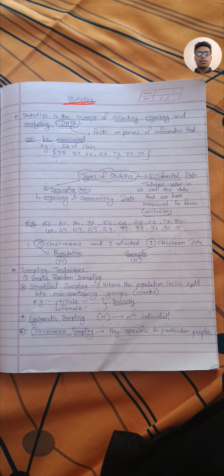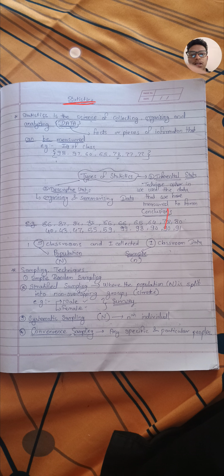What is the meaning of data? Data is nothing but facts or pieces of information that can be measured. Like you can measure how many students are there in the class, how much money you have in your bank account, how many bank accounts you have. Whatever you can measure, that is data. And it can be collected, organized, and analyzed. That is the basic core of statistics as I understand it.